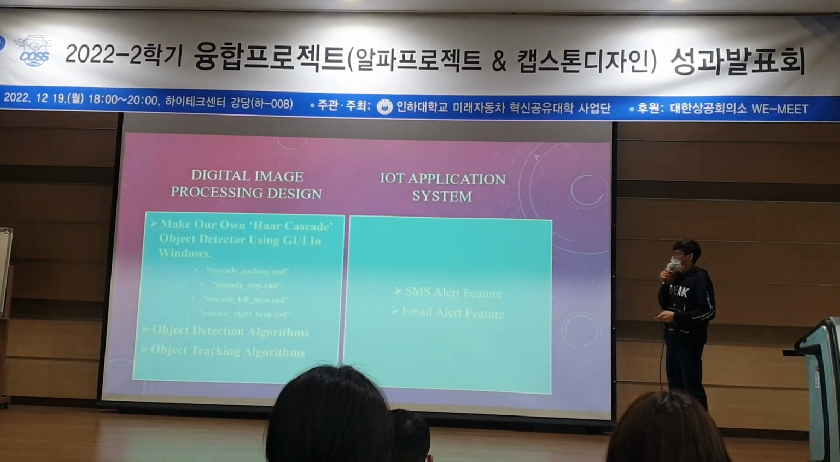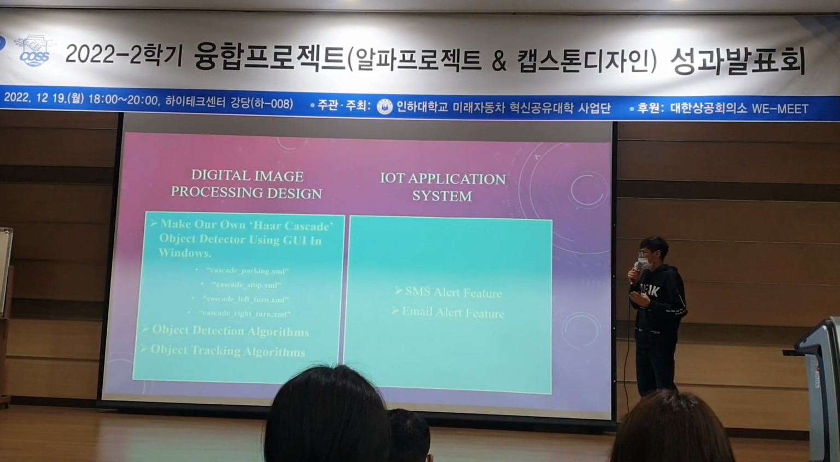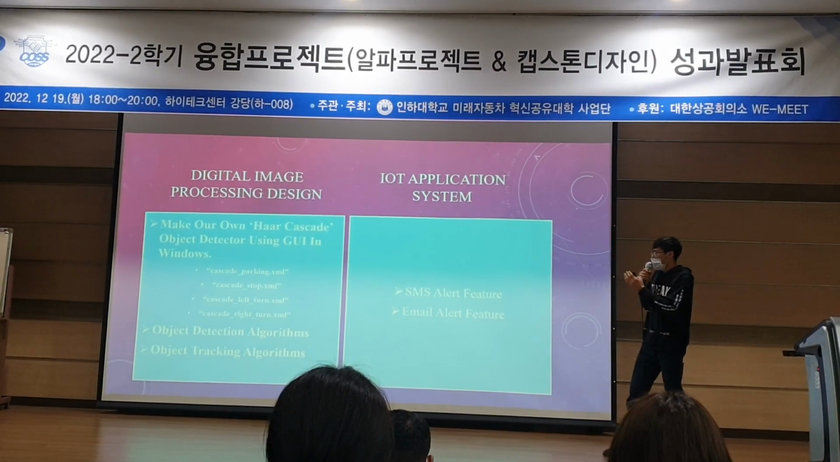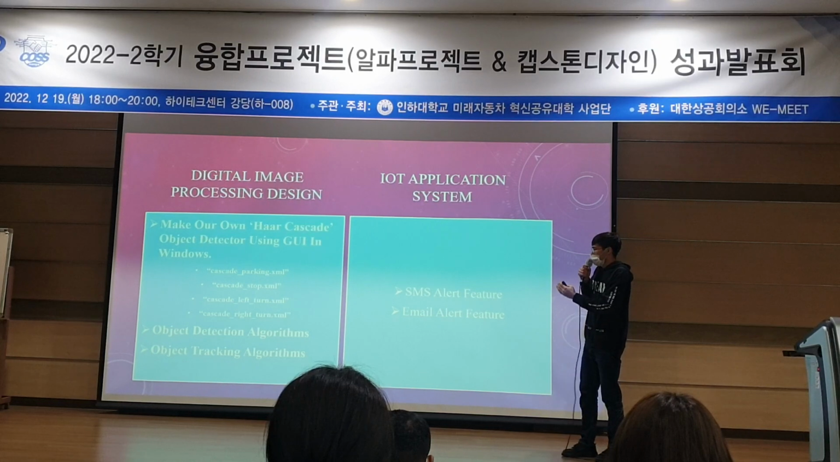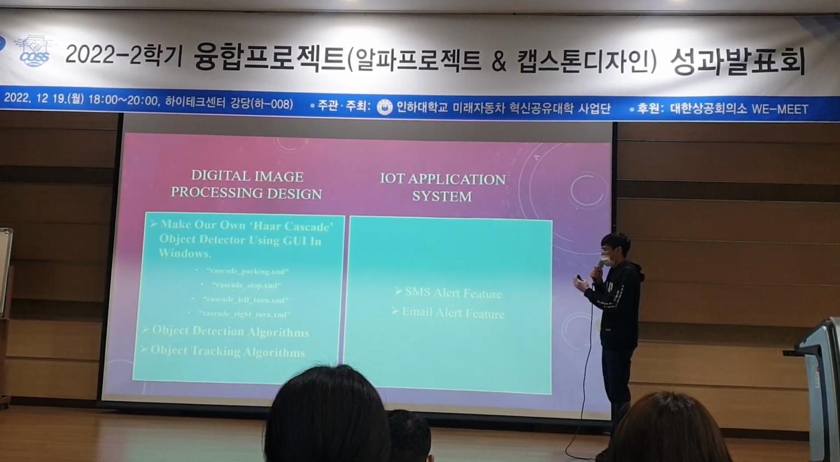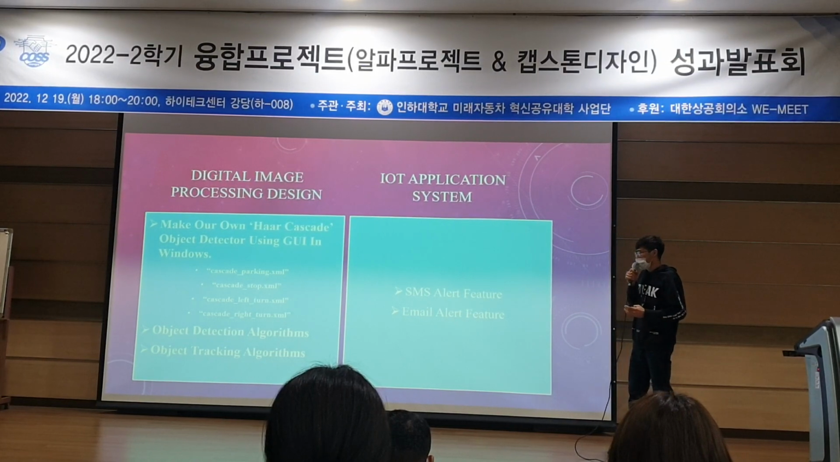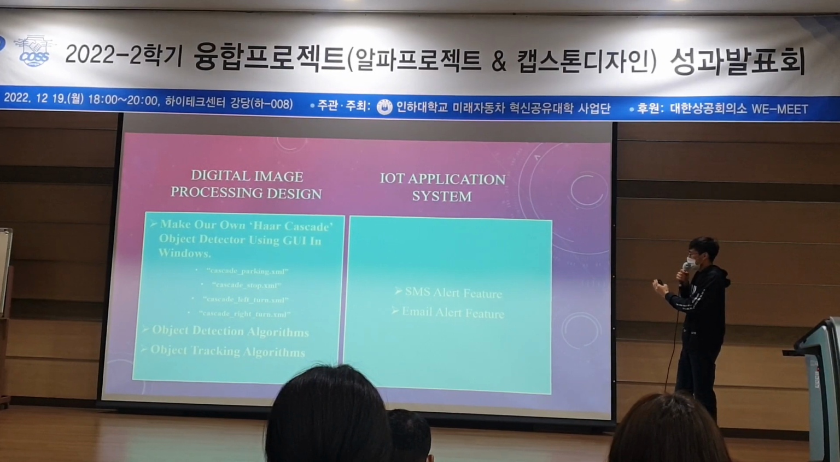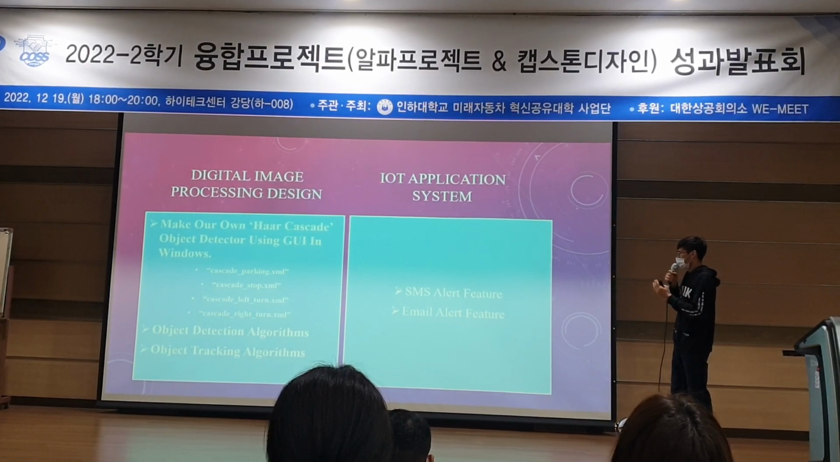So this is the main idea. We made our own Haar cascade object detector using a GUI, a graphical user interface in Windows. For example, we trained the cascade parking XML, cascade left turn, right turn, stop sign detection, and speed sign detection. We also learned object detection algorithms and object tracking algorithms. In our IoT application system, as I already mentioned, there is an SMS alert feature and an email alert feature.